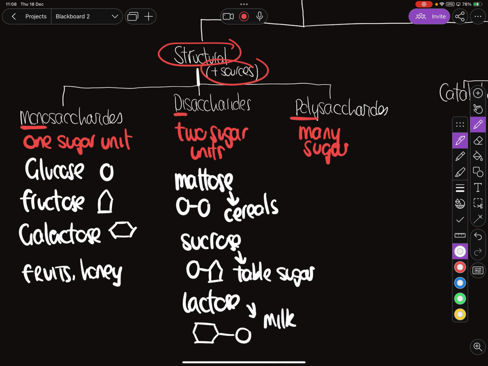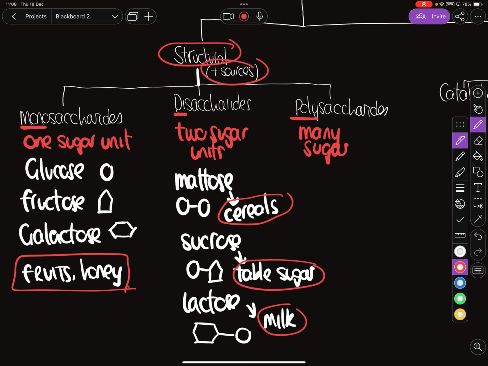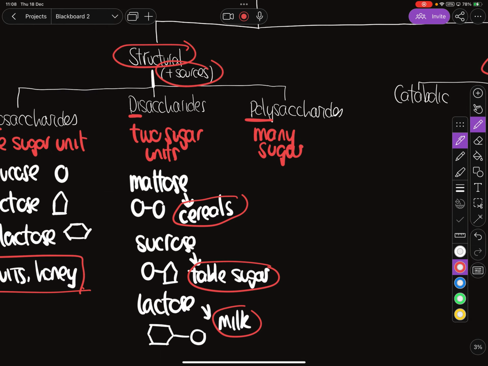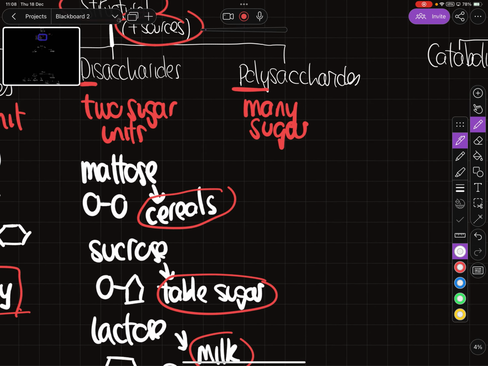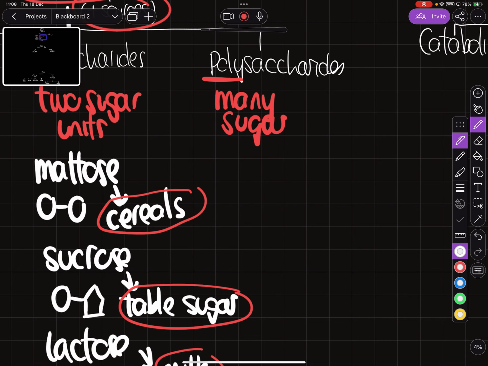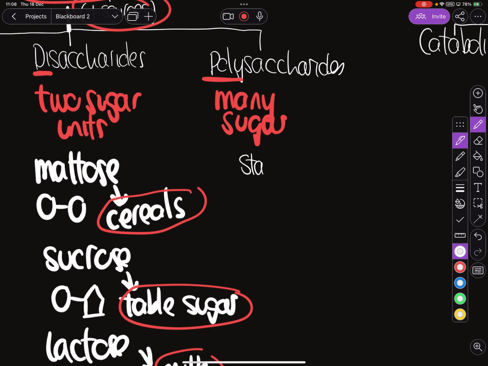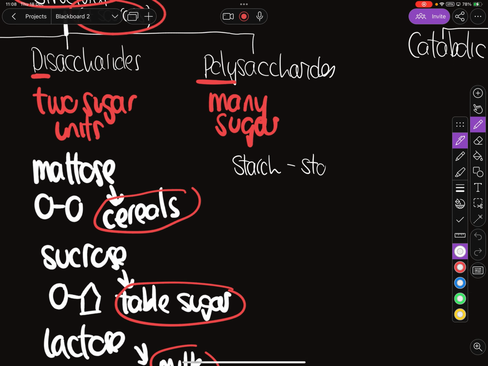So again, you need to know the families: the mono, the di, and the poly. And then you need to know the sources. So fruits and honey for monosaccharides, we have a variety of sources for the different disaccharides, and then finally we're going to go to the polysaccharide portions. For our polysaccharide portions, we're going to talk about starch. Now, starch is a storage carbohydrate in plants.